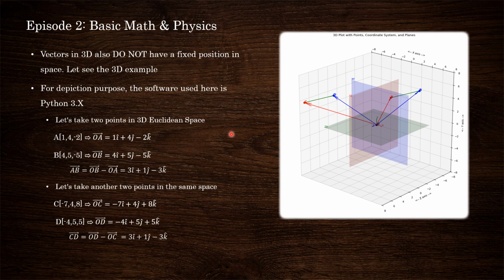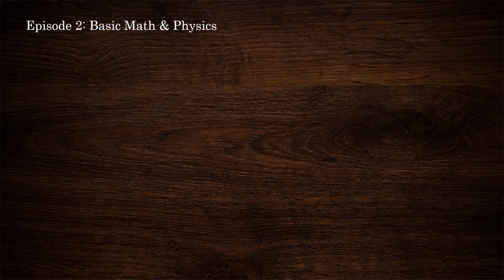It's important to note this, and hence I'm just bringing this up. We will use more of this 3D Euclidean space in this episode as well as in future episodes. It's just to understand the concept that vectors do not have a fixed position in space. So moving away from the topic, let's look at cross product. We actually saw scalar product or dot product in the previous episode.